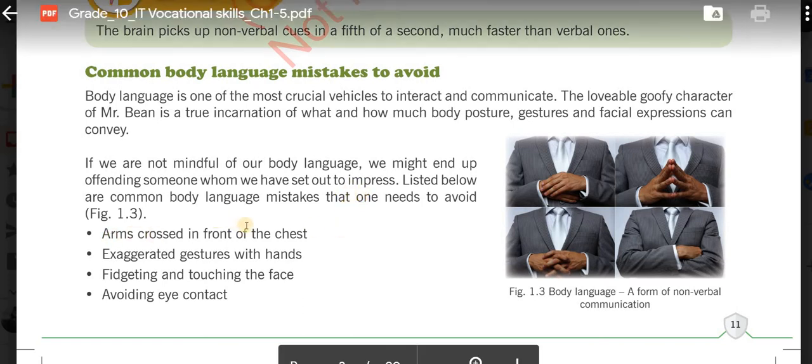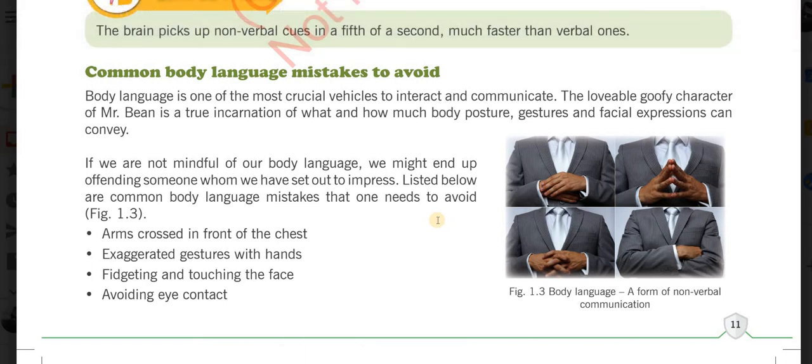Let's find out. Arms crossed in front of the chest. See, arms crossed. This means you are lacking confidence. You are not confident enough to face your audience or the person you are talking to. That is why you are protecting yourself by crossing your arms in front of the chest. That is what it actually means.